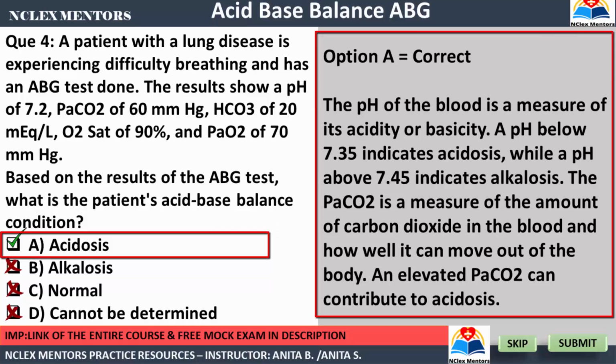range of 7.35 to 7.45 and the partial pressure of carbon dioxide is above the normal range of 35 to 45 millimeters of mercury. The pH of the blood is a measure of its acidity or basicity. A pH below 7.35 indicates acidosis, while a pH above 7.45 indicates alkalosis. The partial pressure of carbon dioxide is a measure of the amount of carbon dioxide in the blood and how well it can move out of the body. An elevated partial pressure of carbon dioxide can contribute to acidosis.